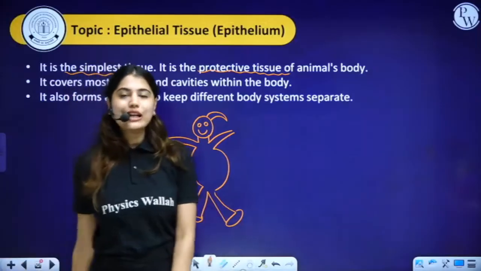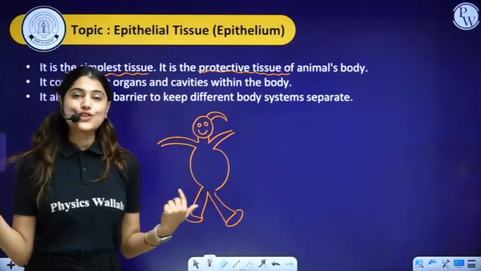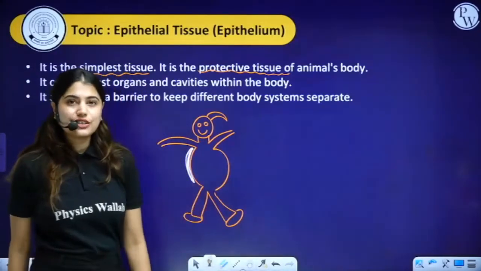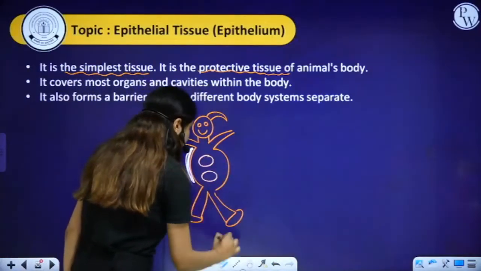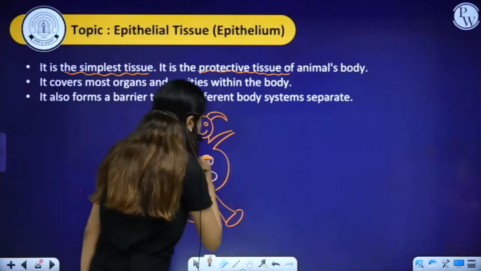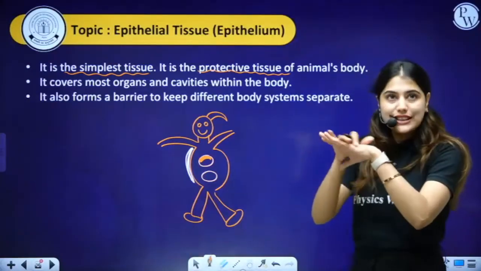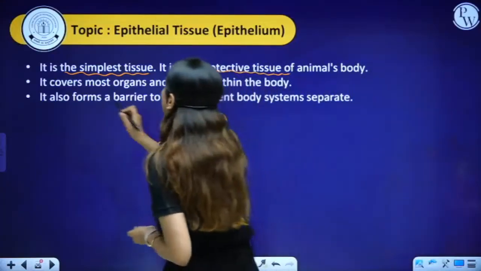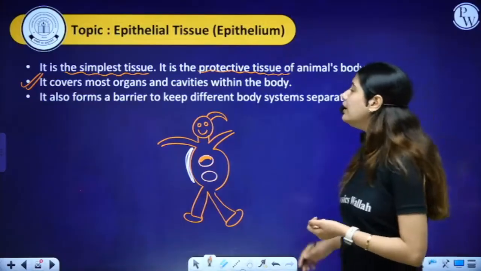Okay. I've drawn a human here. So where will this epithelial tissue be present? It will be present on the outer side, on the external surface, as well as on the inside of the hollow internal organs. So it will be present on the outside as well as the inner surface of the hollow organ. So it will be covering most of the organs and the cavities of the body, right?